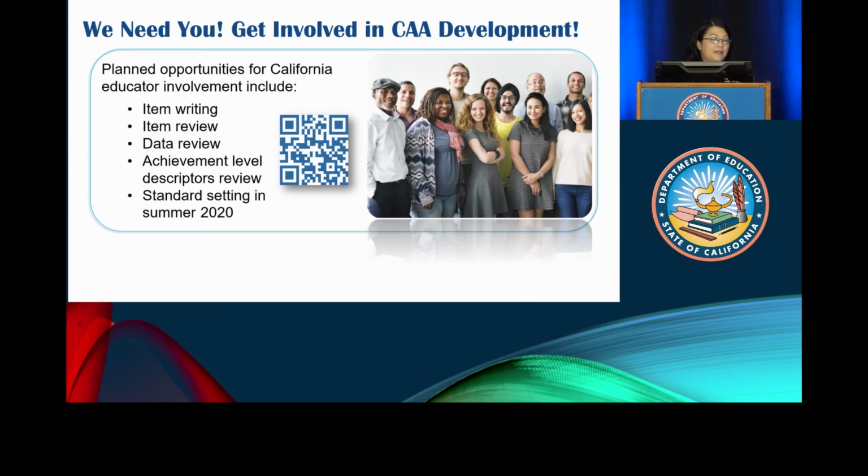In closing, I want to remind you that we need your help, and we want you to get involved in helping us develop this assessment. We have provided a QR code here for you. When you scan this QR code, it will take you to the Content Reviewer application website, where you can enter an application to become a reviewer for item writing, item review, data review, achievement level descriptors reviews, and standard setting in summer of 2020, which is very important. We want you and the educators that you support to help us.